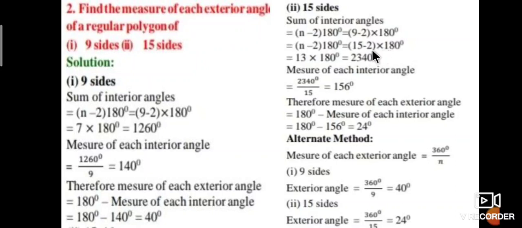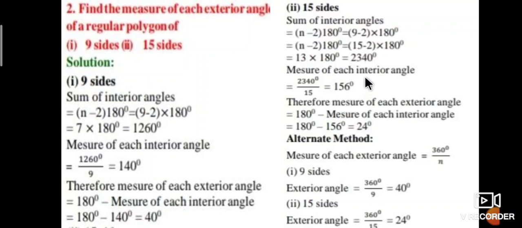In place of n, substitute 15, because they are given 15 sides. N is equal to 15. Therefore, (n minus 2) into 180 degrees becomes (15 minus 2) into 180 degrees. 15 minus 2 is equal to 13, into 180 degrees. Multiplying, 13 into 180 is equal to 2340 degrees.